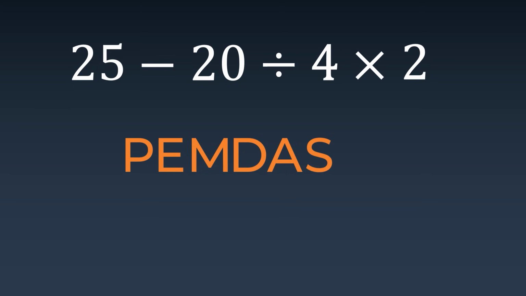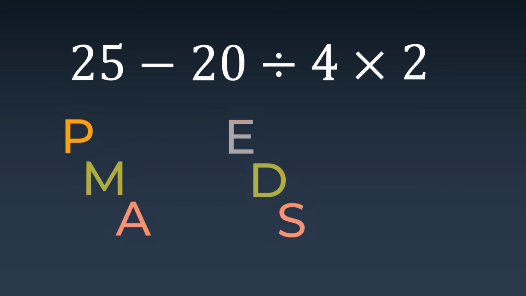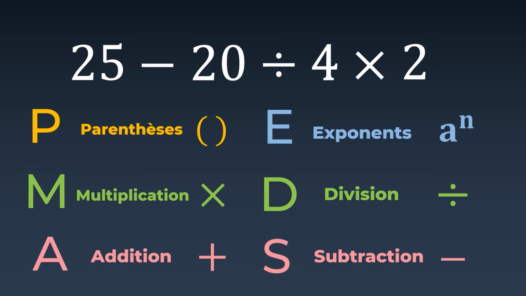forget. The order of operations, or PEMDAS. This isn't just a word, it's a step-by-step map. P stands for parentheses, E for exponents. M and D mean multiplication and division, which have equal priority and must be done from left to right. Finally, A and S are for addition and subtraction, also done left to right.